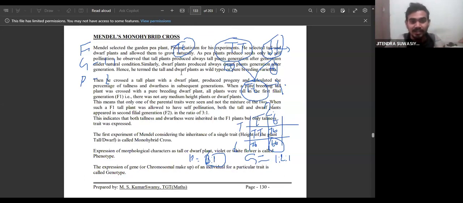So Mendel selected the garden pea plant, Pisum sativum, for his experiment. He selected tall and dwarf plants and allowed them to grow naturally. As pea plants produce seeds only by self-pollination, he observed that tall plants always produce tall plants generation after generation under natural conditions, which we have discussed. Similarly, dwarf plants always produce dwarf plants generation after generation. Hence the tall and dwarf plants are termed wild types or pure breeding varieties.